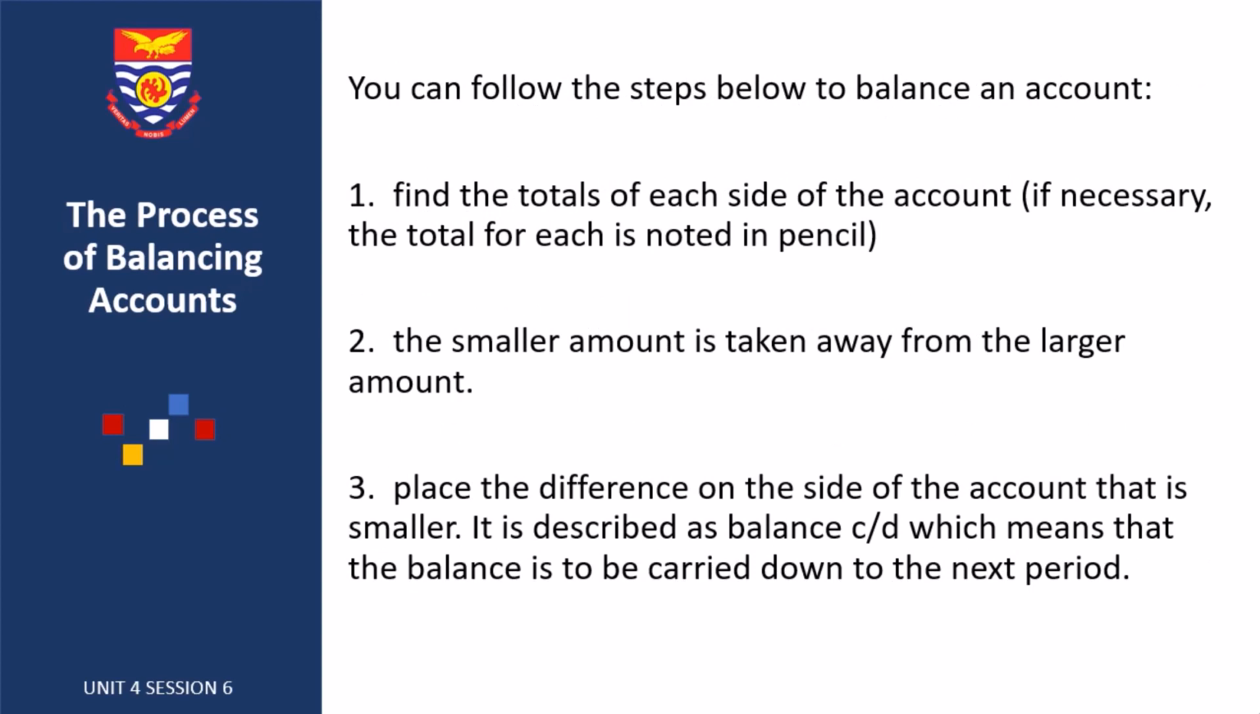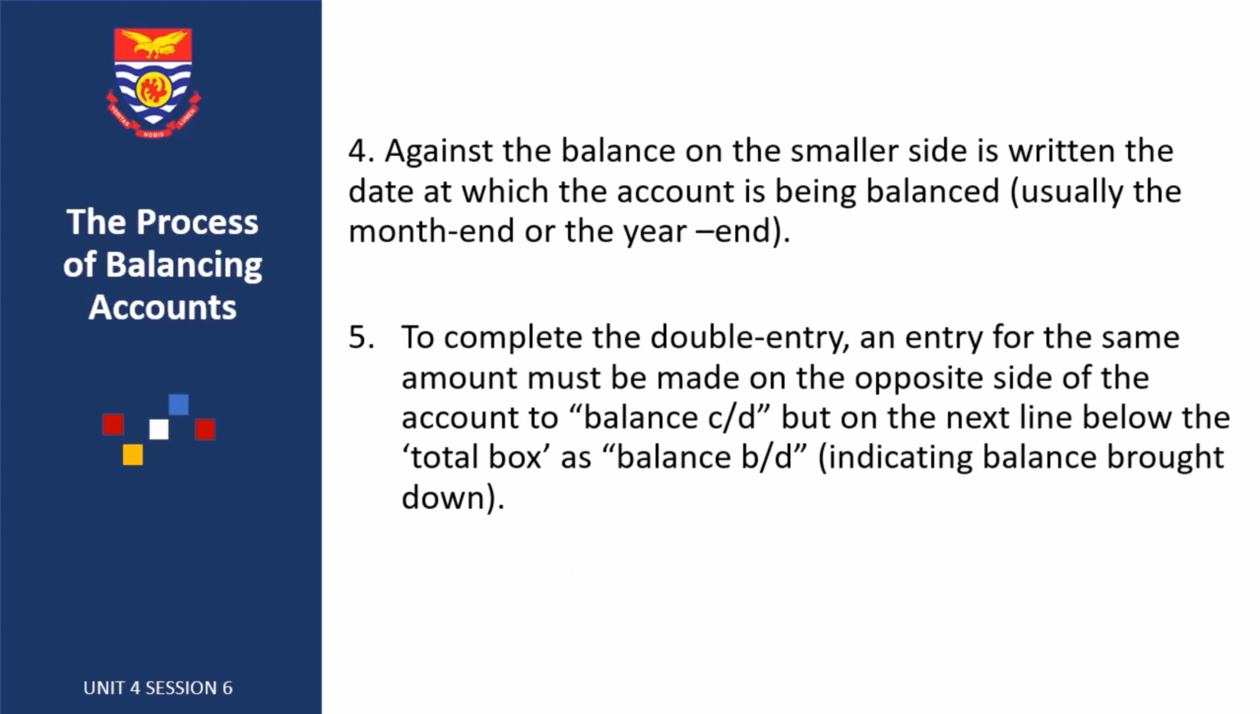The process of balancing accounts. You can follow the following steps to balance an account. 1. Find the totals of each side of the account. If necessary, the totals for each side are noted in pencil. 2. The smaller amount is taken away from the larger amount. 3. Place the difference on the side of the account that is smaller. It is described as balance carried down, which means that the balance is to be carried down to the next period. 4. Against the balance on the smaller side is written the date at which the account is being balanced, usually the month end or the year end.